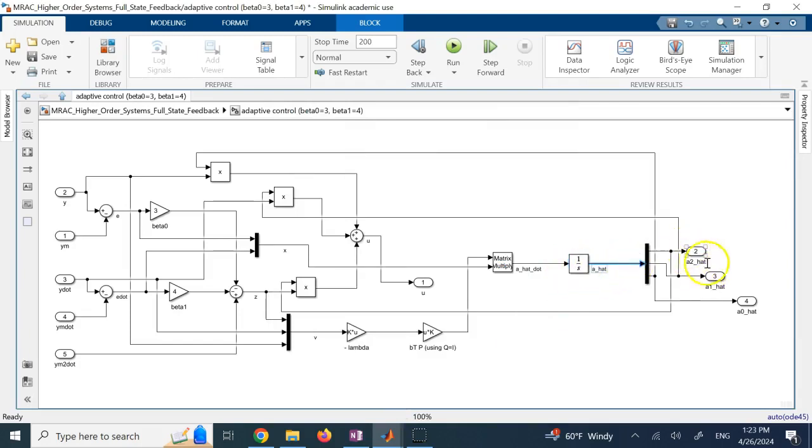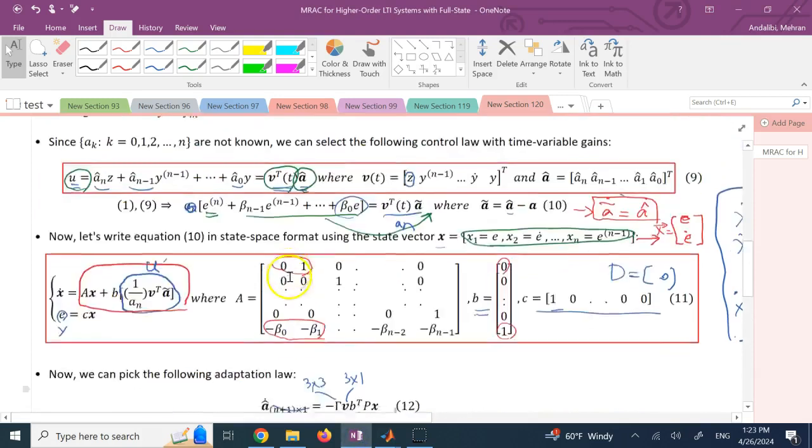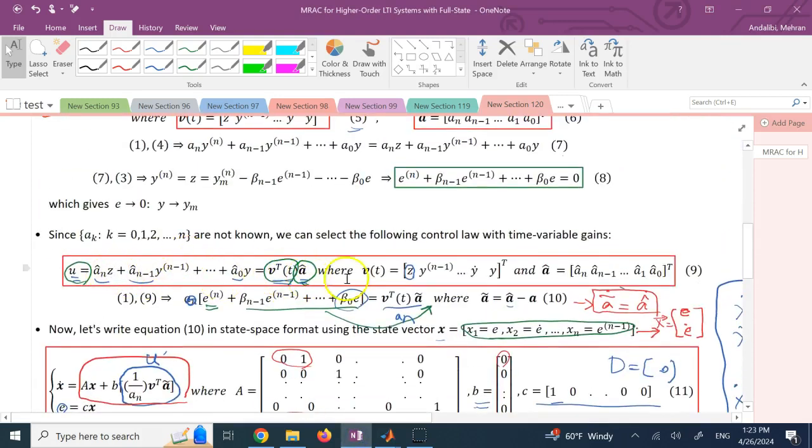Once I get a hat, I send them to workspace, to outside the block, so I can monitor them. Also, once I have this a hat, you see, I get these individual components of a hat and multiply them by their corresponding components. What are they? Remember, my control law is what?